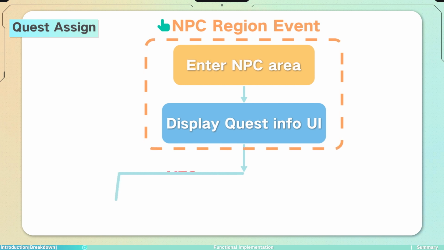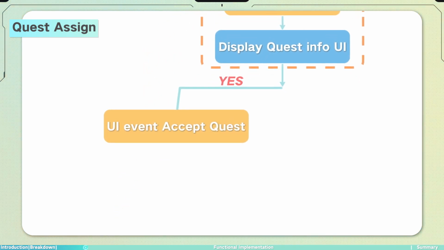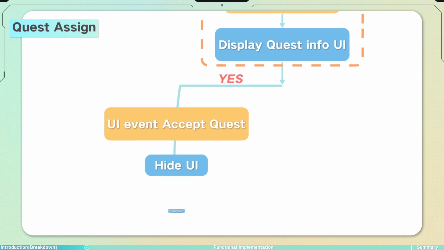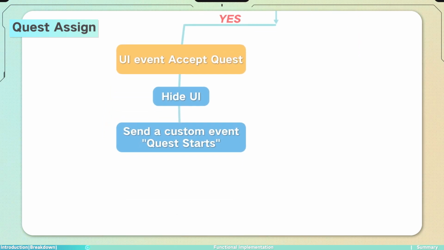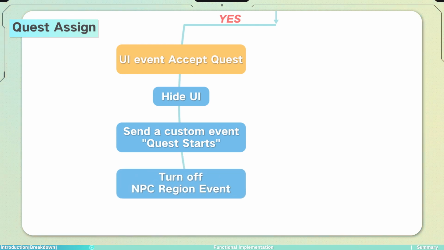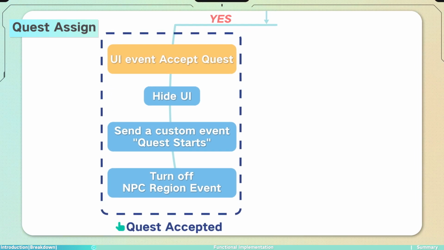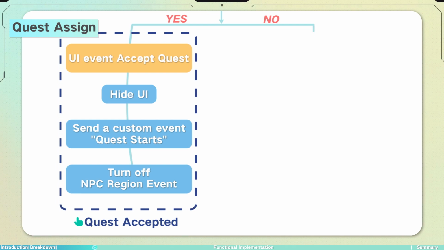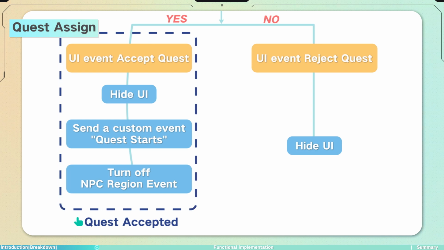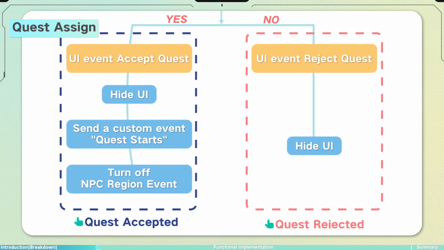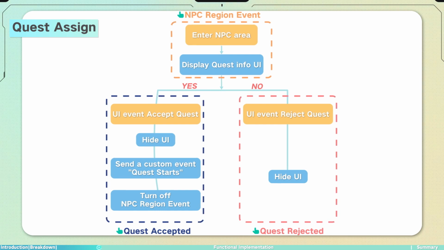The second trigger is quest accepted. If the players accept the quest, we hide the quest info UI and send a custom event quest starts. The custom event is to mark the beginning of the quest. It will also serve as the event in the trigger of a quest execution. We also need to turn off the trigger NPC region event as the quest is taken. The last trigger is quest rejected. If the players reject the quest, we only need to hide the quest info UI and keep the trigger NPC region event on. This is the complete process of part 1, quest assign.